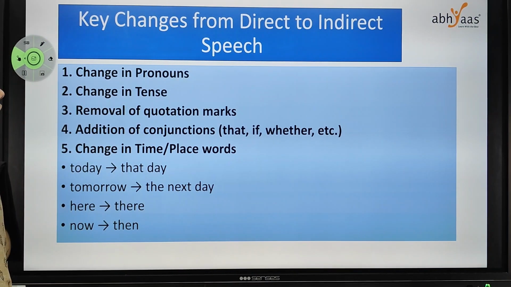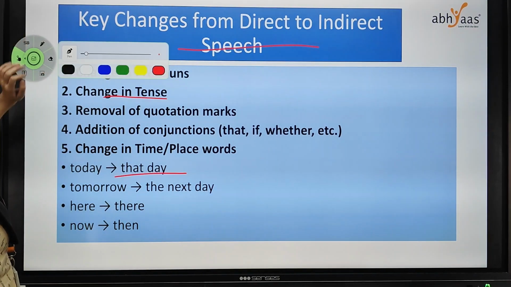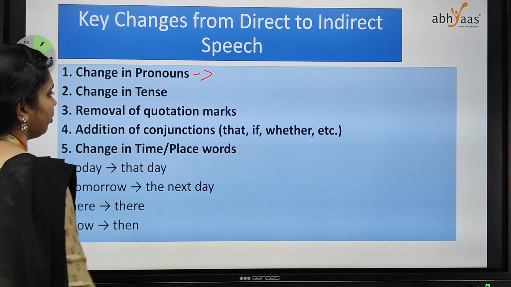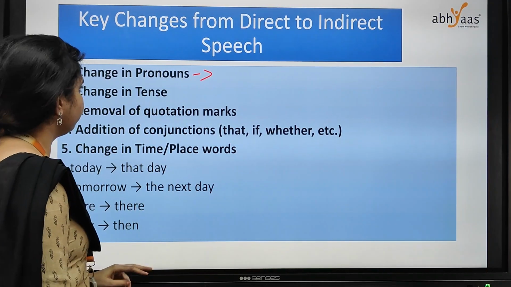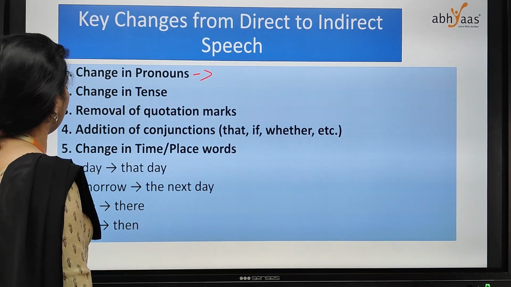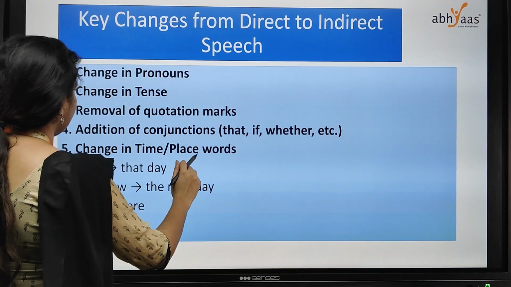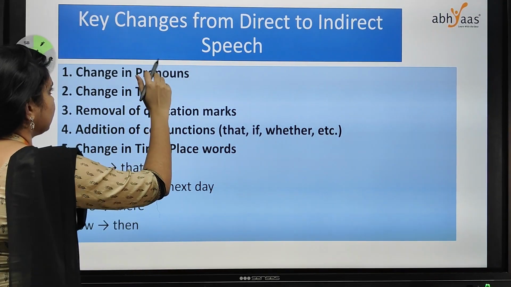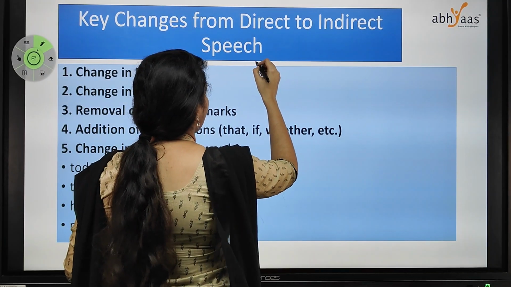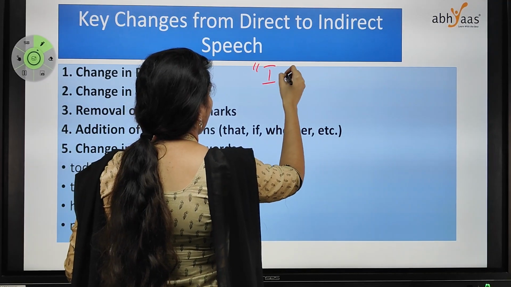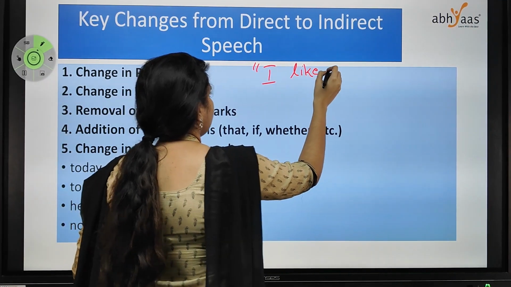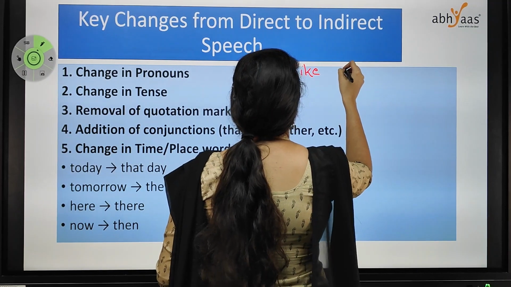What are the key changes from direct to indirect speech? One thing would be your change in pronouns, right? If it is I, for example, let's take a sentence here. Let's look at some sentence changes, then you can easily point this out. First let's take a sentence: I like chocolate.